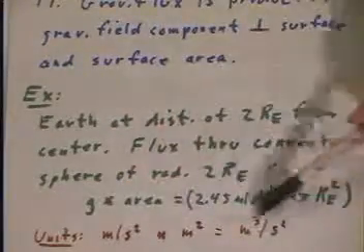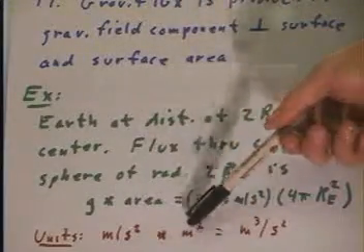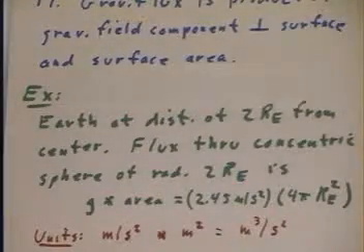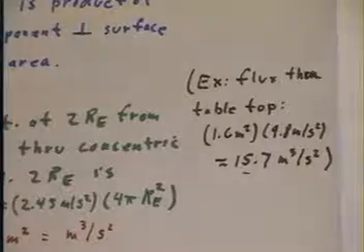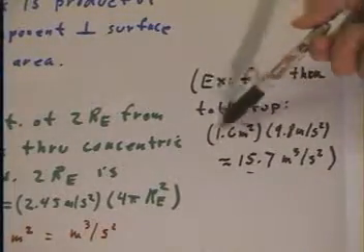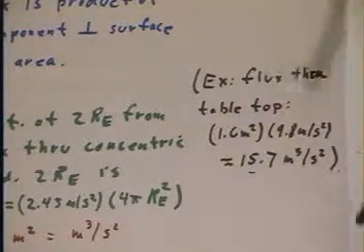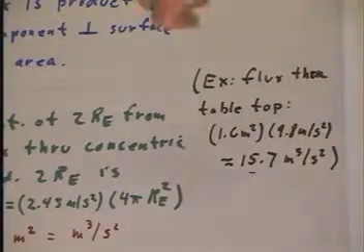The units, of course, are meters per second squared, gravitational field strength times meters squared of area, or meters cubed per second squared. Another example, one of the tabletops here in the lab, the flux through the tabletop. We measured the tabletop and decided that its area was about 1.6 square meters. We multiply that by the field strength and we get the flux. So it's just another flux calculation.